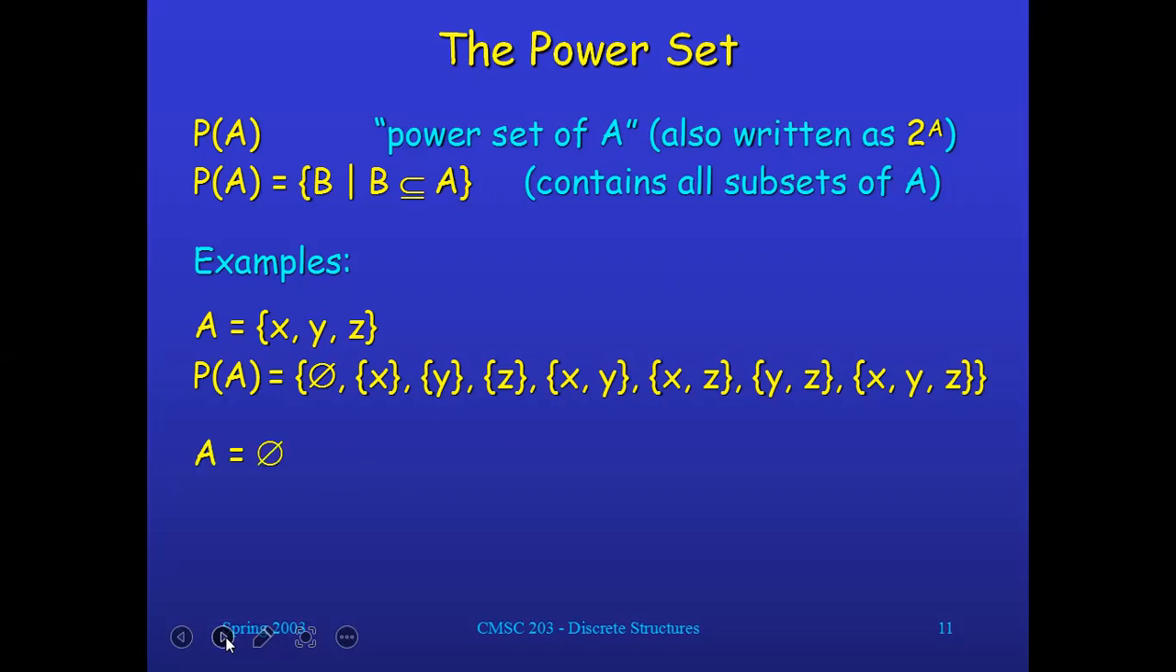Here A equals empty. The power set of A will be a set. This is not the empty set here, but this is a power set. You have to remember this. So the power set of the empty set has 1 element, but the empty set has how many elements? 0.